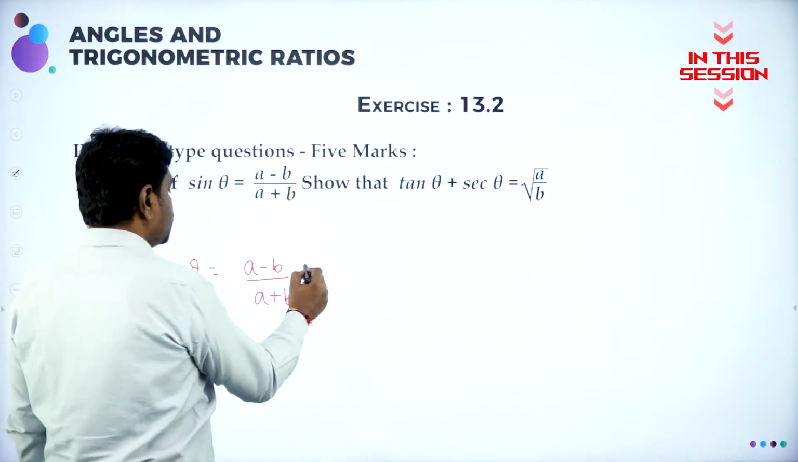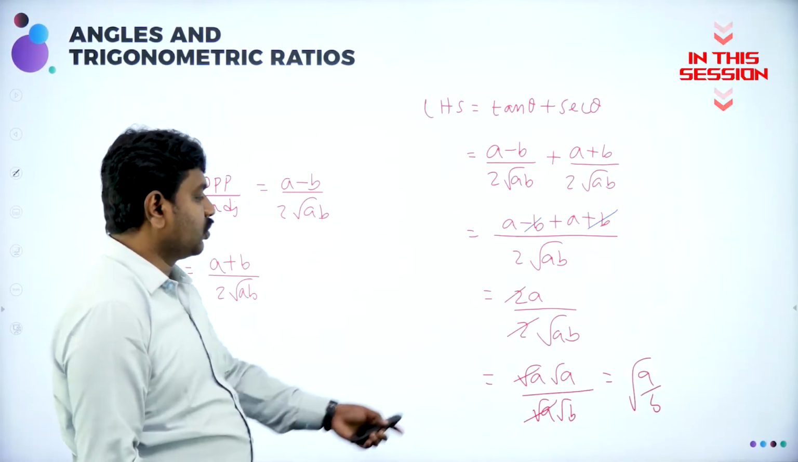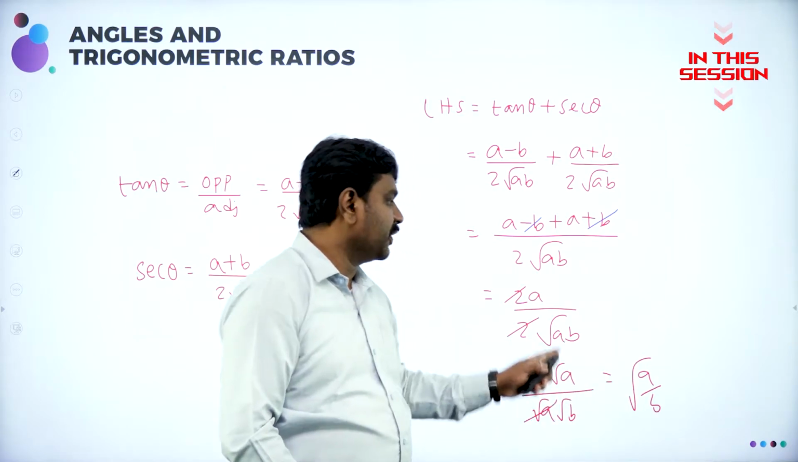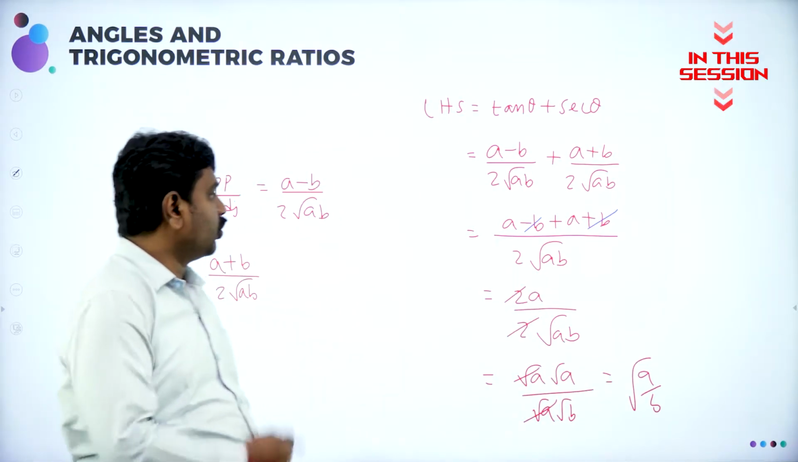All of you know sin means what? Opposite side divided by hypotenuse. They wanted to prove root of a by b, we got it. Root a by root b can be written as root of a by b. Numerator, I am writing a as root a into root a. Hope all of you got this.